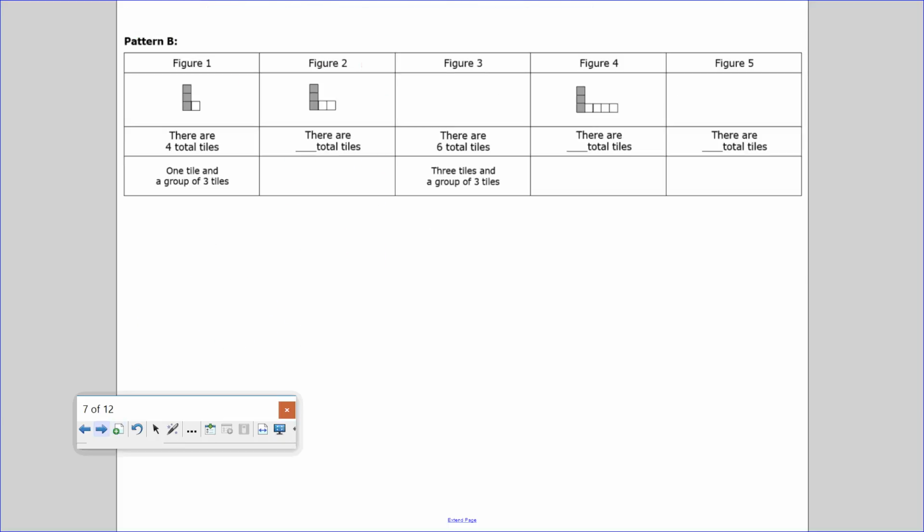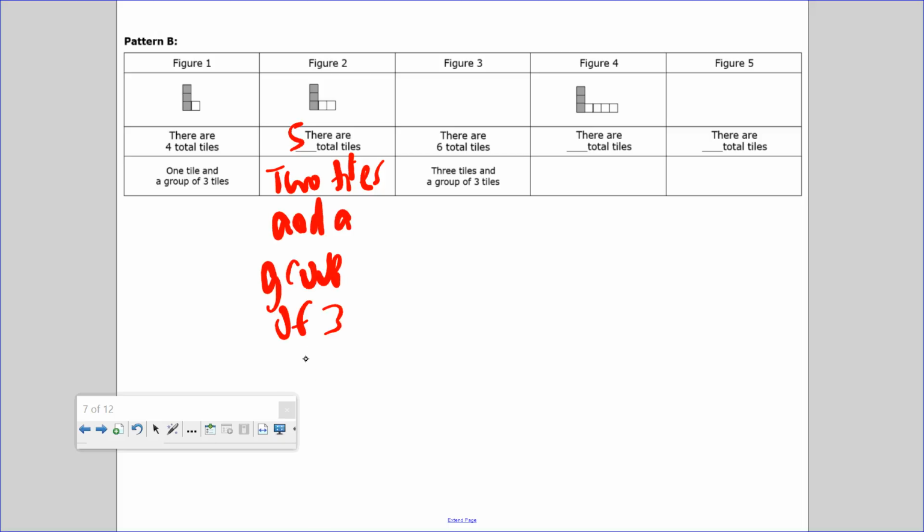Next one. In pattern B, we have 3 squares shaded and 1, so there are 4 total tiles: 1 tile and a group of 3 tiles. The group of 3 tiles is shaded and you have 1 tile. There are how many tiles here? 1, 2, 3, 4, 5 tiles. In my verbal description, there are 2 tiles and a group of 3 tiles. That's figure 3. Let's draw it.